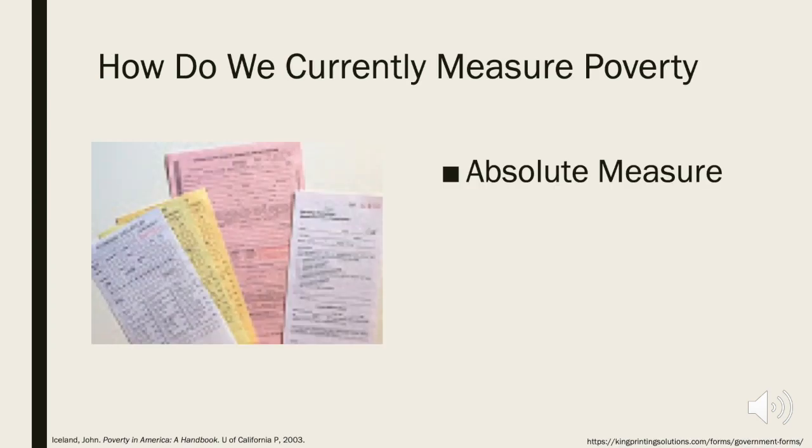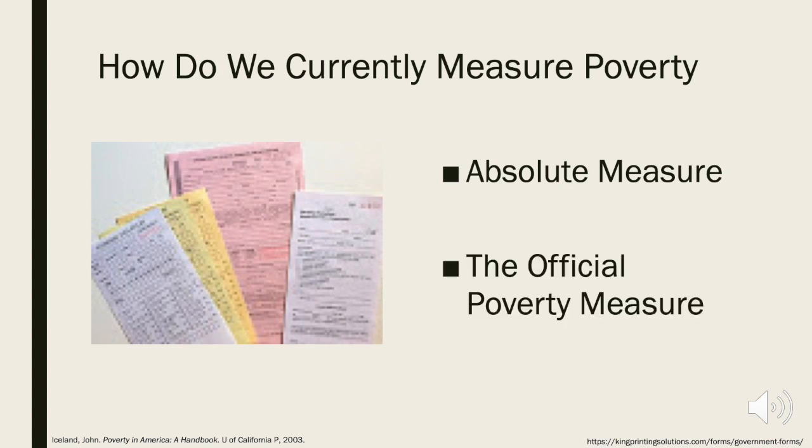How do we currently measure poverty in the United States of America? The U.S. uses what is called an absolute measure. An absolute measure is a set standard. The measure that we use is called the official poverty measure.